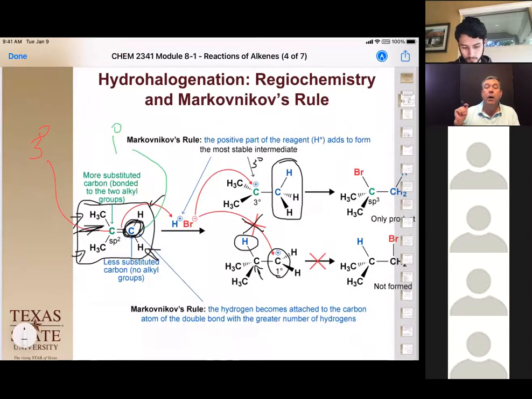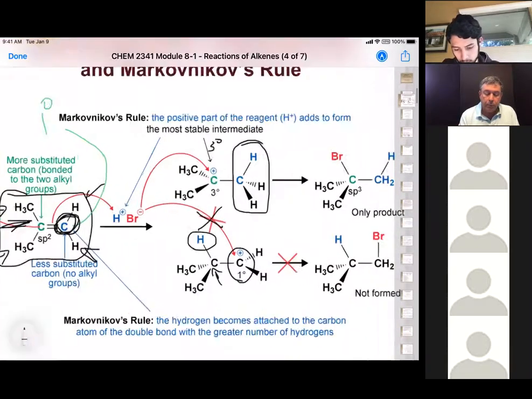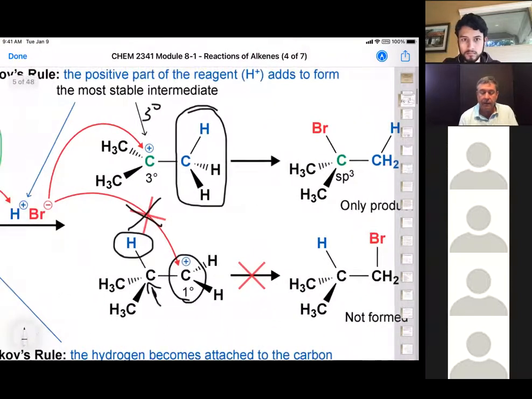This is what we call Markovnikov's rule. Markovnikov's rule states that the hydrogen will always go to the side with the more hydrogens. But the reason is carbocation stability. Which means if the hydrogen always goes to the side with the more hydrogens, you have product selectivity, in the fact that your bromine or your nucleophile is going to come in and attach to the more substituted carbon. And so this is going to give you the only product.